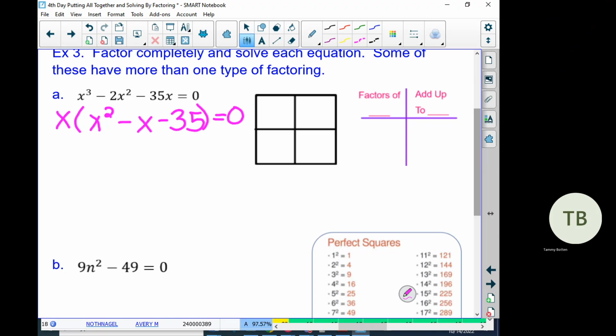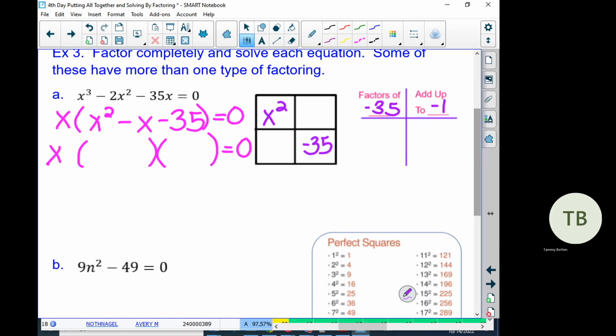Okay? Now, here's the deal. So we have X, and then we're going to factor this equals 0. So we have two negatives, and when we have those two negatives, let's go over here and do our table. We'd have X squared. This would be -35. This would be -35. And then this would be a -1.